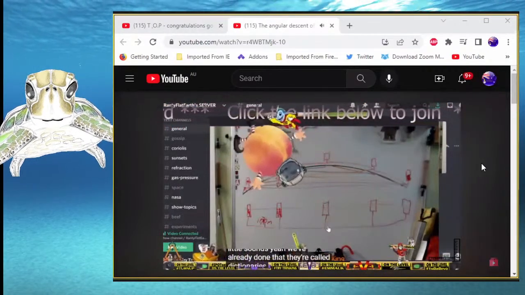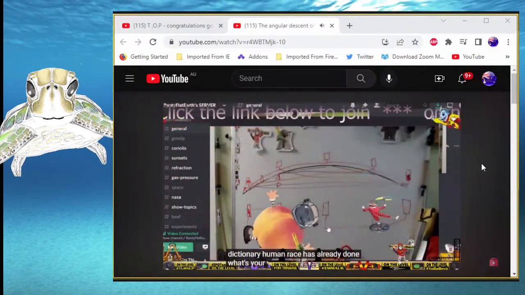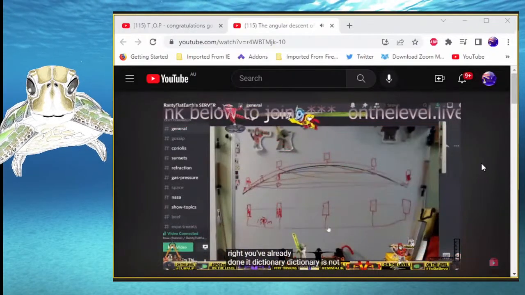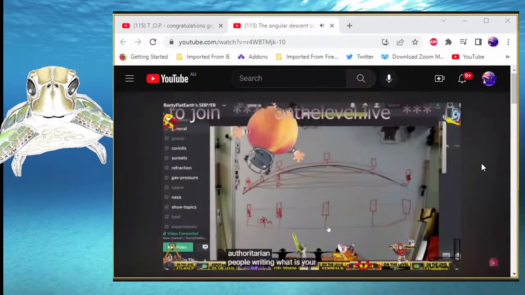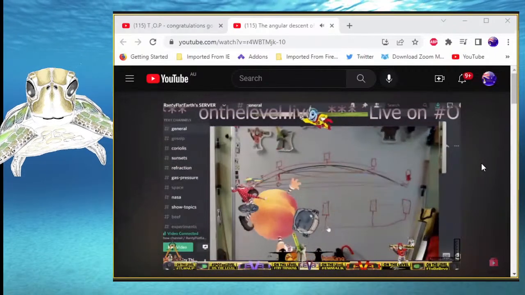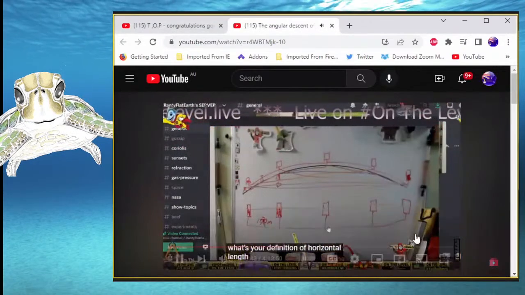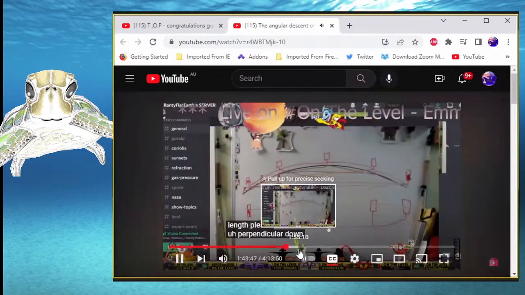We've already done that. They're called dictionaries. Brilliant. So the human race has already done that. What's your definition of horizontal? A dictionary is not an authoritative source. It's just people writing down what they think. What's your definition of horizontal, then, please? It's perpendicular to down, by the look of it.